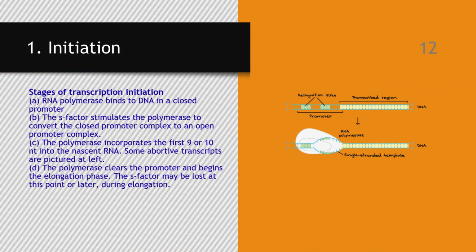After forming the open promoter complex, the RNA polymerase begins to synthesize a short RNA strand about 9 or 10 nucleotides long. This initial phase is a bit unstable, and the enzyme might release short abortive transcripts. Once it successfully synthesizes past this point, it clears the promoter, the sigma factor often dissociates, and the core enzyme transitions firmly into the elongation phase. Now, it's committed to reading the template strand and building the RNA.